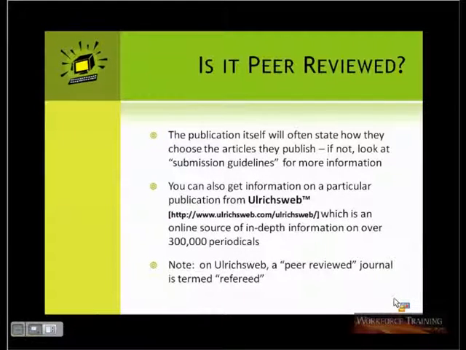But another thing you need to know is how does this publication choose what to publish? All publications have to make choices. So how does this particular publication choose? They will often state how they make their choices because that's part of justifying their existence and justifying their credentials to the public. But if they don't, then all journals and magazines have submission guidelines. And if you go and read the submission guidelines, that can give you a lot more information.